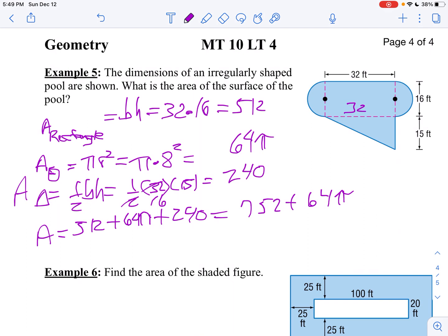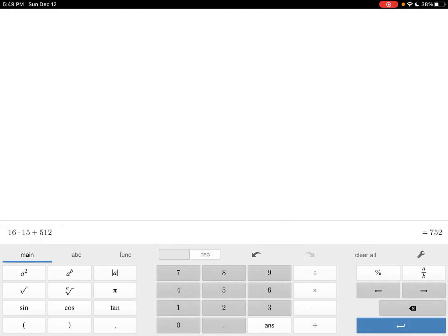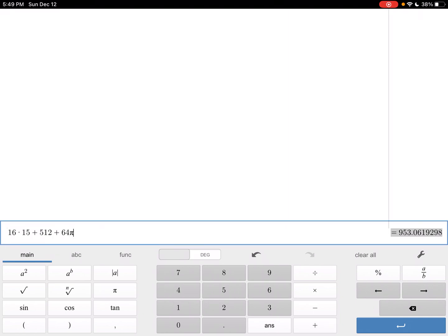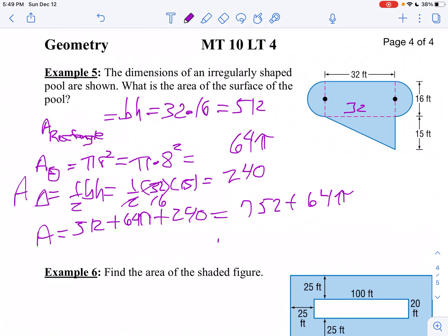But it's an application problem, so I'm going to round this to the nearest foot. So I'm going to add 64 pi onto my answer, and I'll round that to the nearest whole number. I'll say that's about 953 square feet. And there's your answer for that part.